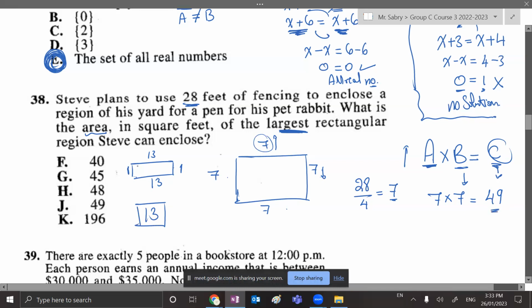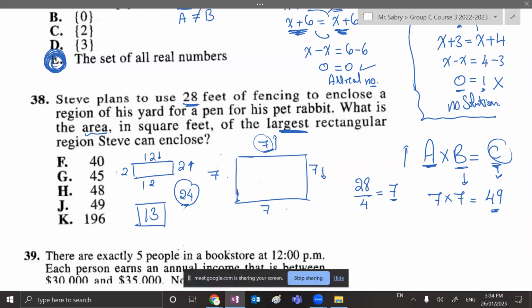Now, if I decided to increase the 1 and make it 2, the 13 in this case will have to become 12. So then the area of this would be 12 times 2, which is 24. So as I'm increasing the width while decreasing the length, clearly the area keeps growing. So that's why I'm 100% sure that 7 and 7 would give me the largest area. Yes, it's a type of rectangle as well. It does work. Or why wouldn't it be?